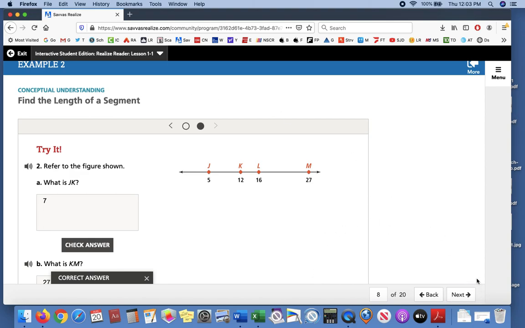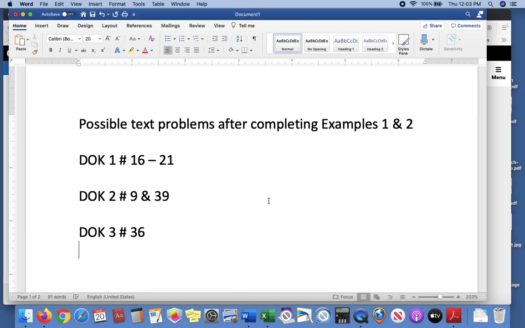So what I want to show you now are the possible problems that you could do out of the text. Your teacher hopefully has assigned some of these or all of these. The possible problems are 16 through 21, 9 and 39, and number 36. Make sure you know which ones your teacher wanted you to do. Believe it or not, that is the end of this video for examples 1 and 2 in topic 1, lesson 1.